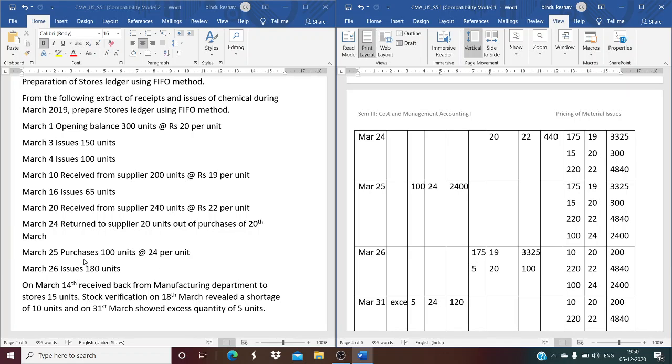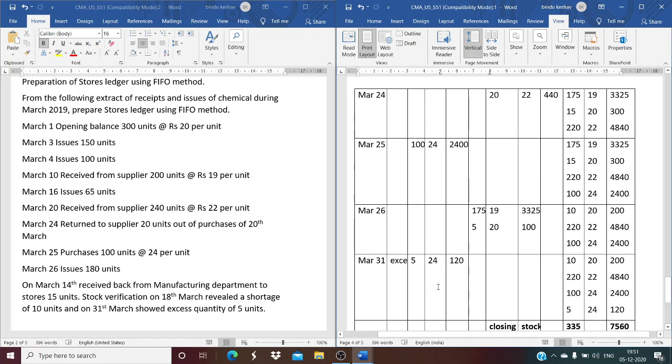On March 25th, purchase 100 units at rupees 24 per unit. So March 25th, again receipts column, quantity 100 and the rate 24, amount is 2400. So 100 units are received, and in the balance the first lot is 175 units at rupees 19, 3325. Second lot is 15 at rupees 20, rupees 300. Third lot is 220 at rupees 22, 4840. And the next lot is 100 units, that is the recent purchase, 100 units at rupees 24, 2400.